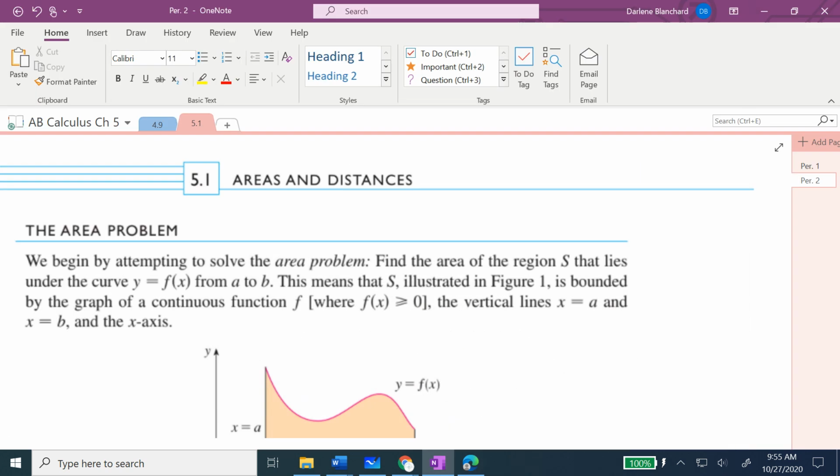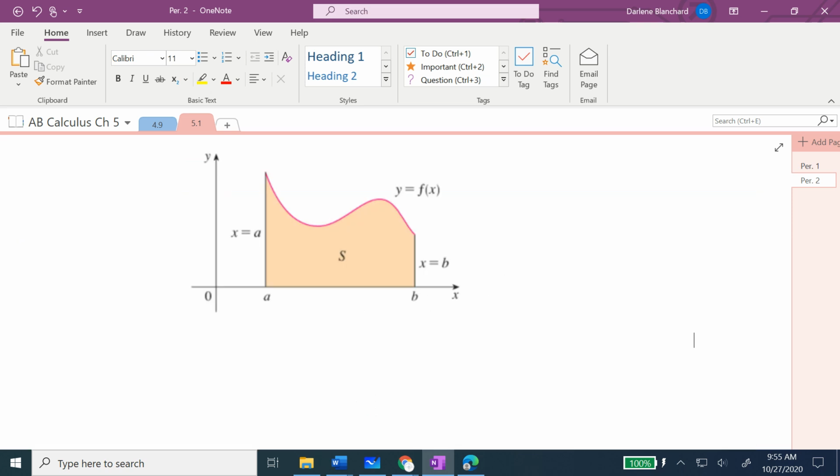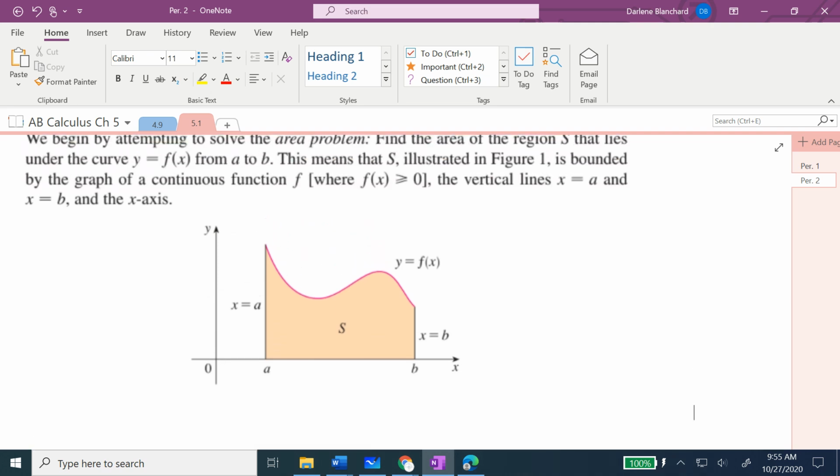All right. So the area problem. If I'm wanting to approximate the area between a curvy function and the x-axis between particular x coordinates A and B, how am I supposed to do that? You know, we can find areas of shapes that have straight sides. We can do circles, but how do we do this?